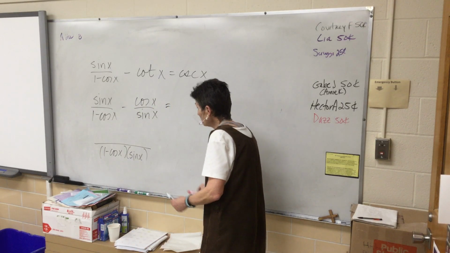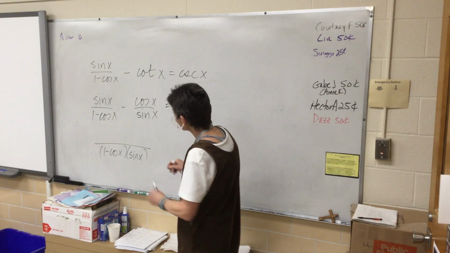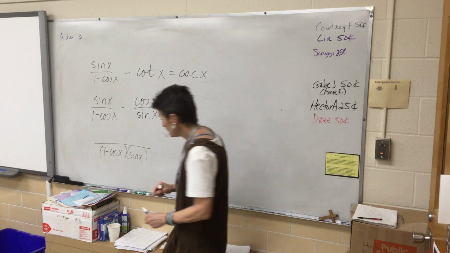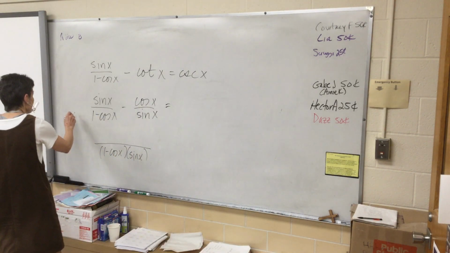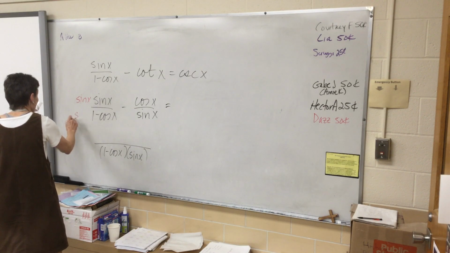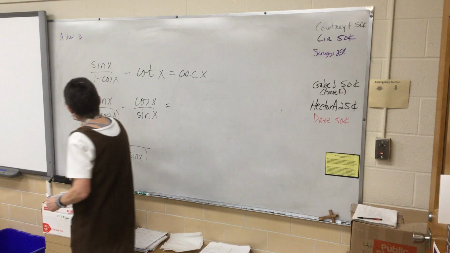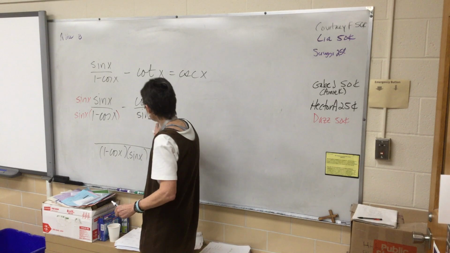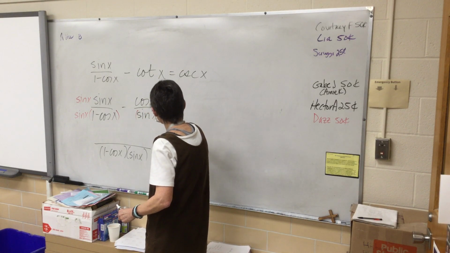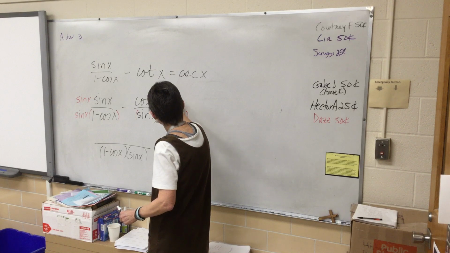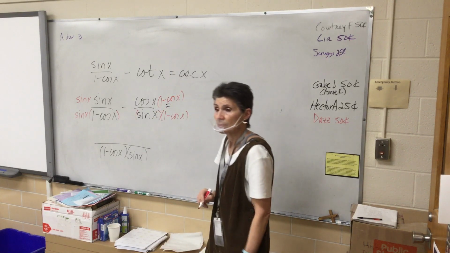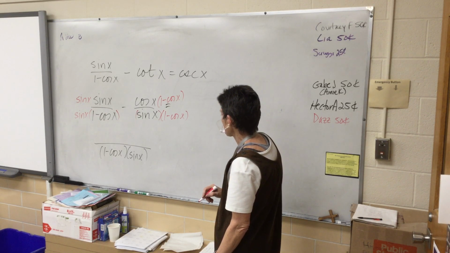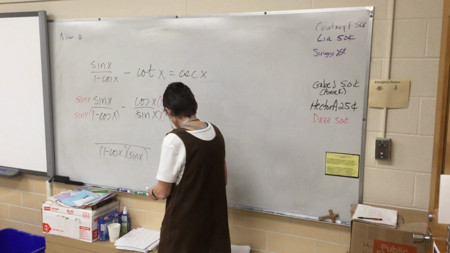So in order to put them together into 1, they have to both have that denominator. Okay? So this one needs a sine. So I put a sine on the top and the bottom. That one needs a sine. Now, see how it now has the common denominator. All good. This one needs a 1 minus cosine. Right? So, now they have the same denominator, so let's look at the numerators.